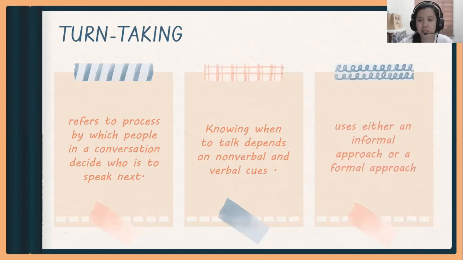Turn-taking strategy uses either an informal approach, you just jump in and start talking, or a formal approach where you ask for permission to speak. For example, in a meeting, you may ask, may I have the floor please? Or for example, in our class discussion, while the teacher is discussing a lesson, you raise your virtual hand, and then he or she says that you are acknowledged, do you have anything to say? That is turn taking.